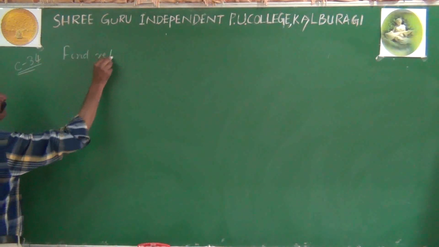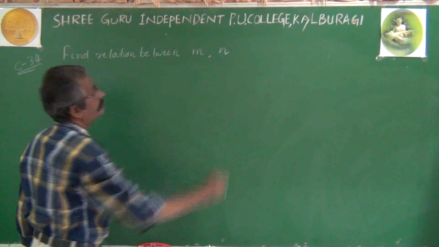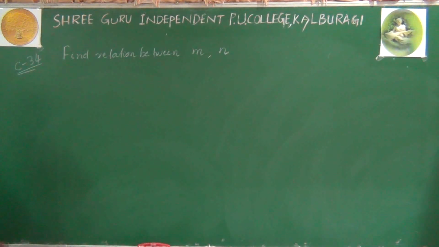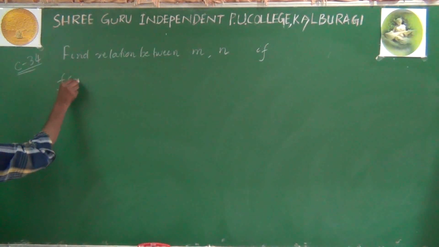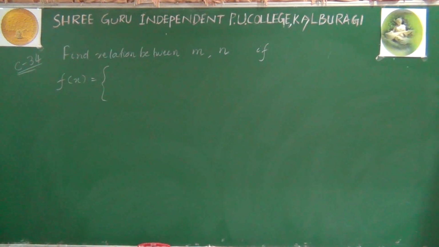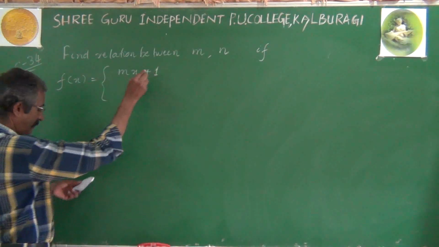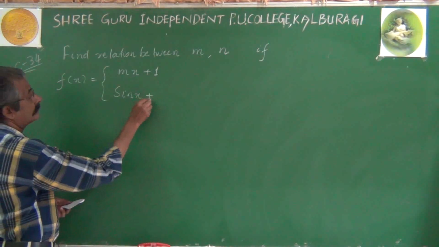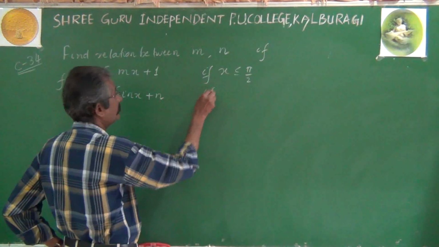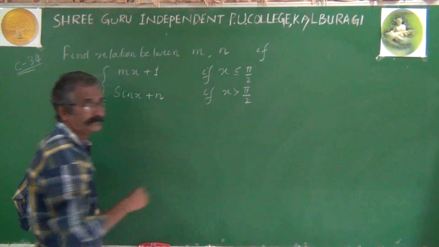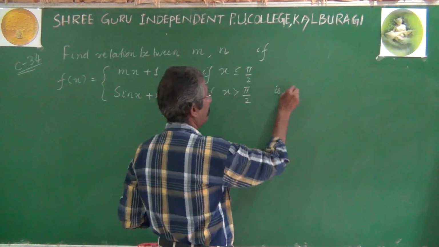Find a relation between m and n such that the function f of x equals mx plus 1 if x is less than or equal to pi by 2, and sin x plus n if x is greater than pi by 2, is continuous at x equal to pi by 2.